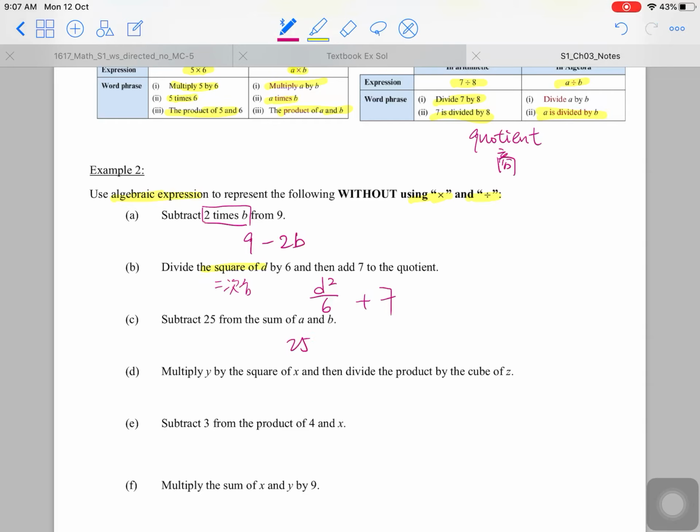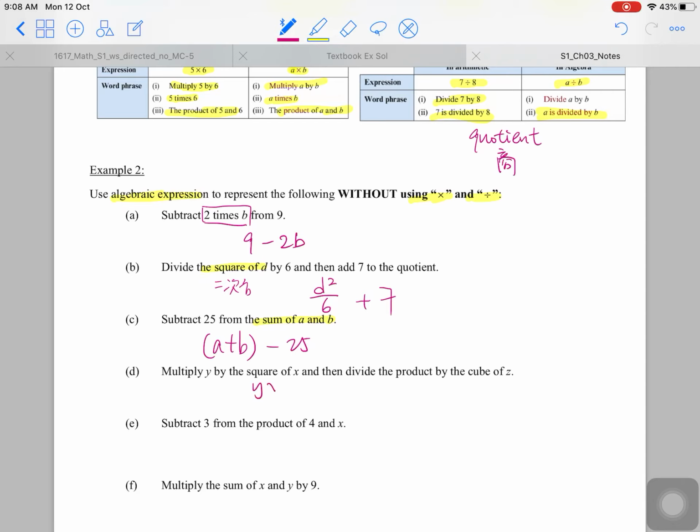Okay, part C. Subtract 25 from. So should be minus 25 at the back. Subtract 25 from the sum of A and B. Okay, the sum of A and B. So you need to calculate A and B, the sum, first. So we add the bracket, A plus B in the bracket. Calculate first and then minus 25.